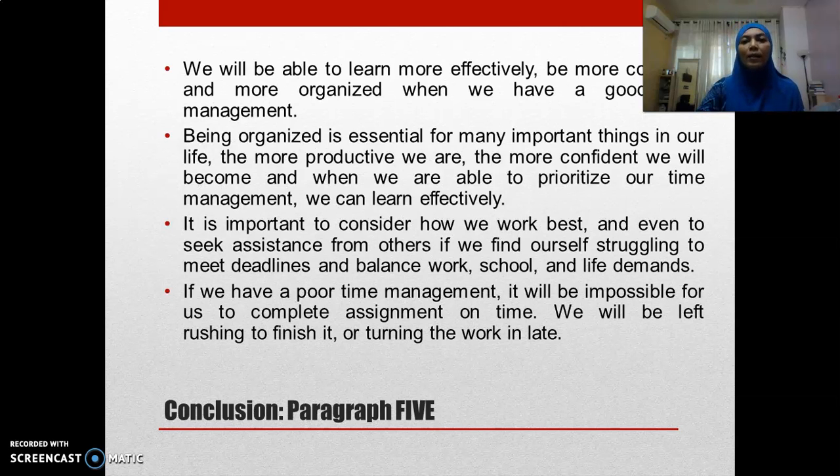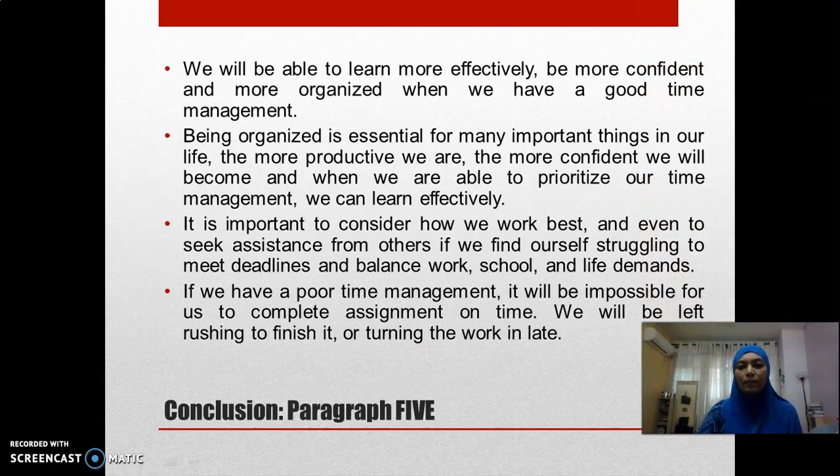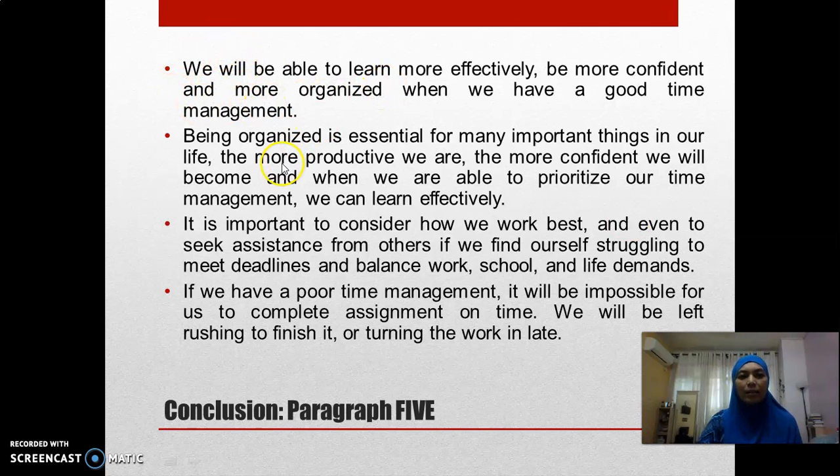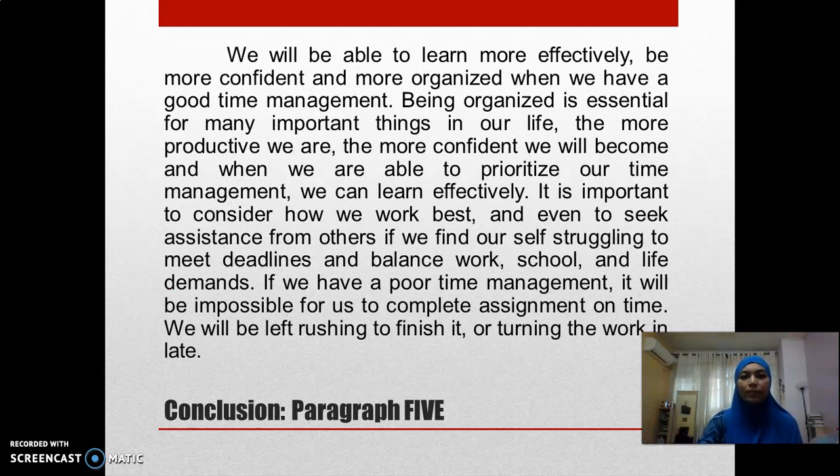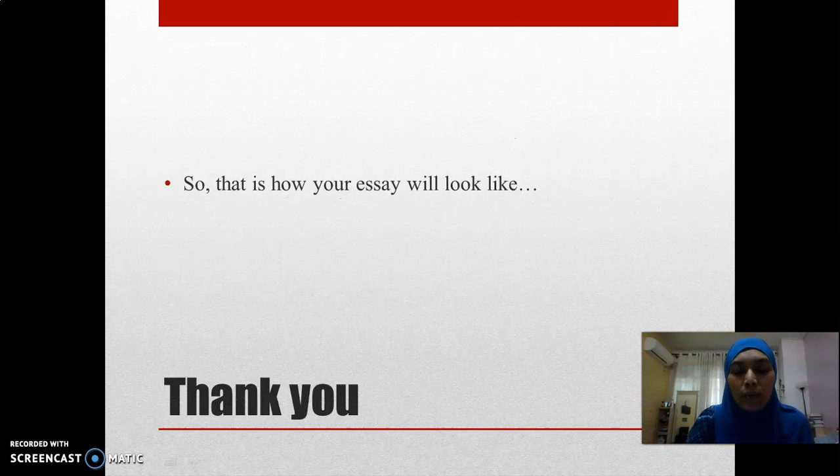Then we need to combine. This is my first sentence, my second sentence, my third sentence, and my fourth sentence. This is my conclusion. So we need to combine, and it is complete. If you have your essay with you and you can write your conclusion, you will have a complete essay.